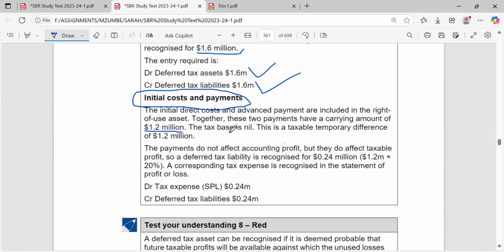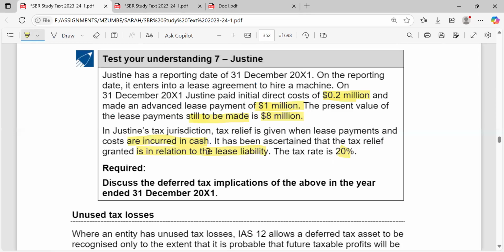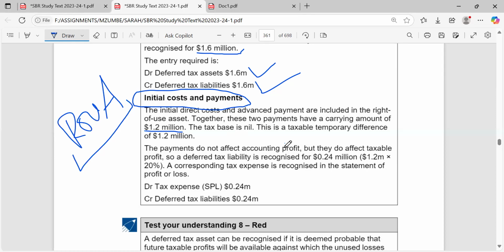What about the tax base? How do you get the tax base now? Are they claimable? Are they deductible? Is the relief provided in them? Nothing is specified on that, right? Since nothing is specified on them, because you see, they are on the right of use asset. But remember that the relief is provided on the lease liability. That's what the question said, right? The relief is provided in relation to lease liabilities. So the tax base should be nil. So you have 1.2 million, but the tax base is nil.